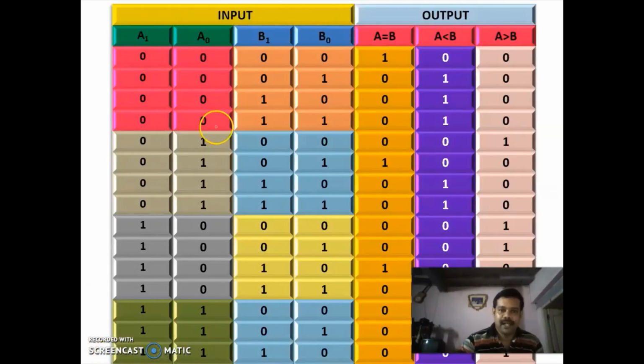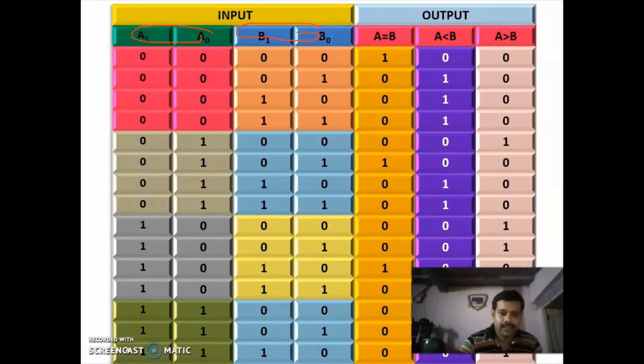Now this is the truth table. So you are going to compare two 2-bit numbers. So this is a 2-bit and this is a 2-bit. So totally 4 bits. And how many outputs? The outputs of the comparison are 3, that is A equal to B, A less than B, A greater than B. So totally your truth table will have 4 plus 3, 7 columns. So you have to draw 7 columns in your truth table.